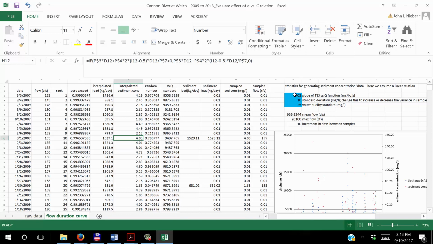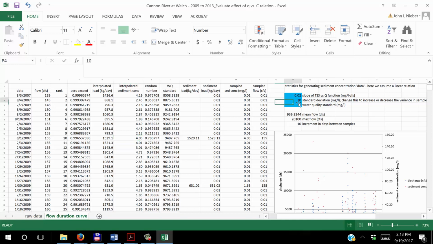So what I assumed here was a slope for the relationship between TSS and discharge. It has units of milligrams per liter per cubic foot per second. So I assumed a linear relationship between TSS and Q. That linear relationship would just have the form of a straight line, y equals mx plus b, where m, the slope, is equal to 0.02. x would be the discharge rate, and b would be some intercept. Here I assume the intercept is equal to 0, so the graph should go through the origin of the plot.